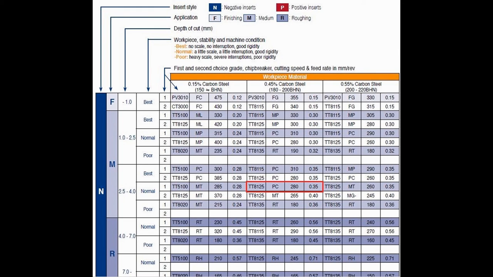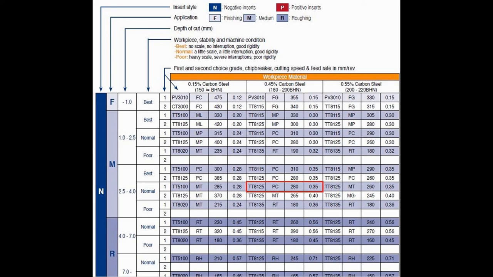Poor would be if the machine is in bad shape, vibrates a lot, and the workpiece is not held rigidly, is very long, or has thin walls, or is a casting or forging with scales and sand inclusions, or has a non-circular cross section, which involves a lot of interrupted cutting. Normal would be between best and poor.